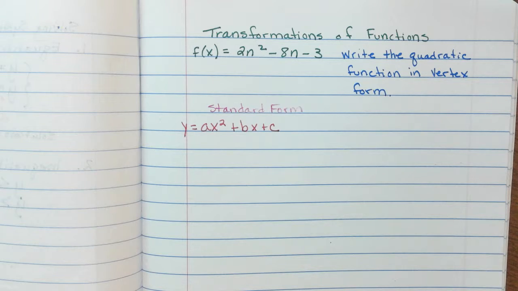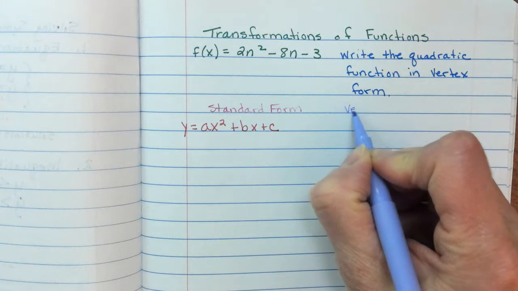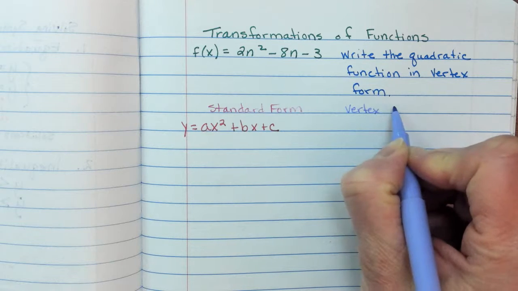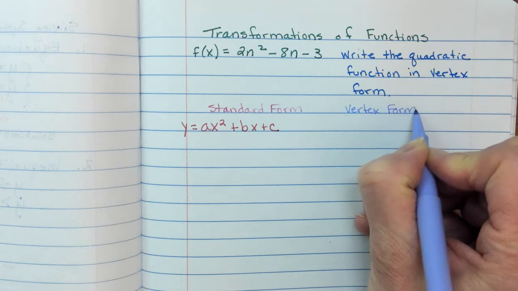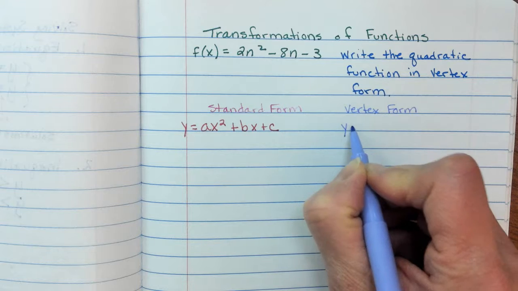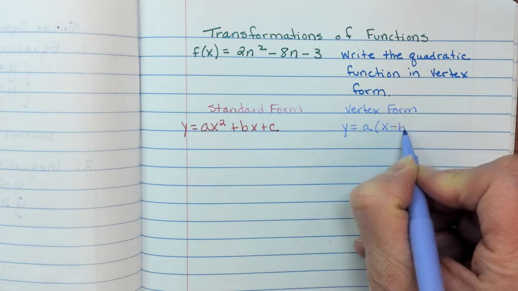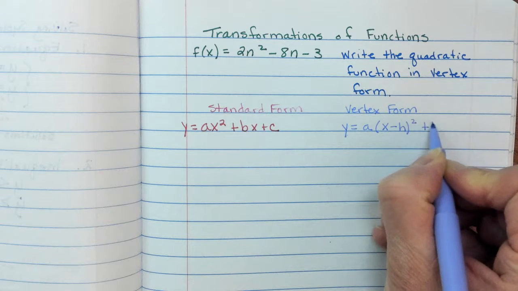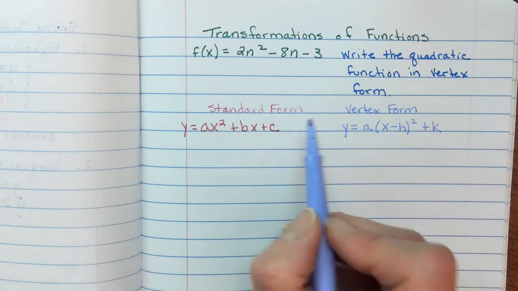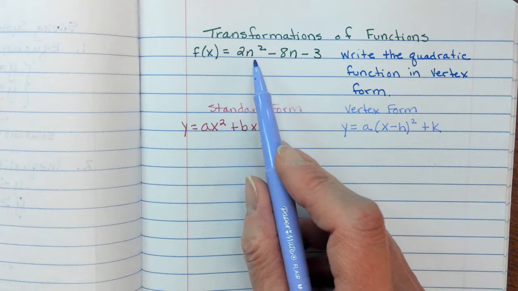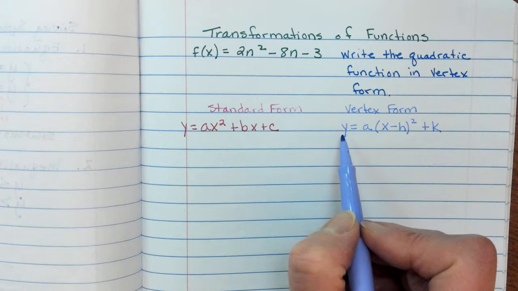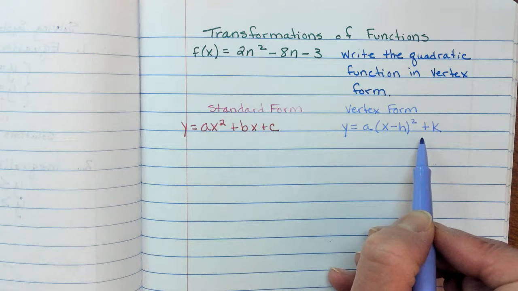And for vertex form of a quadratic, that would be y is equal to a times the quantity x minus h squared plus k. So I want to go from standard form, which this is written in, into vertex form. So it needs to look like this.